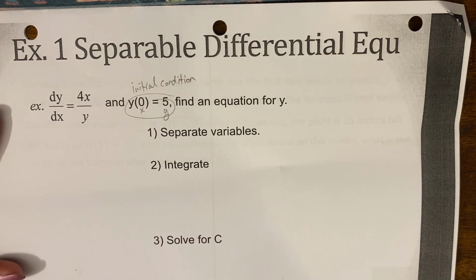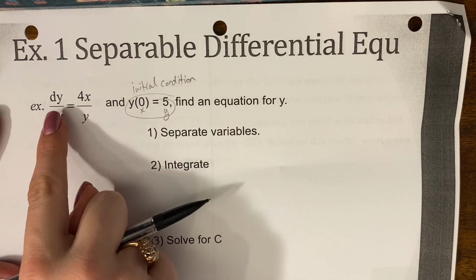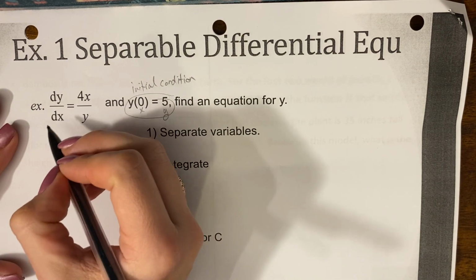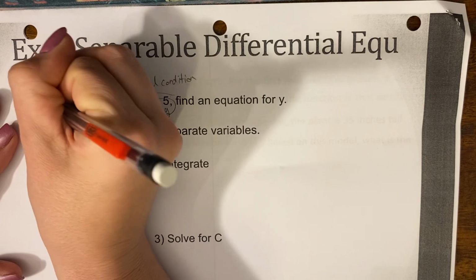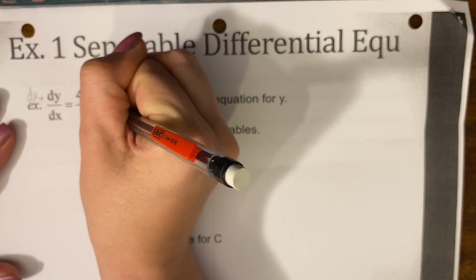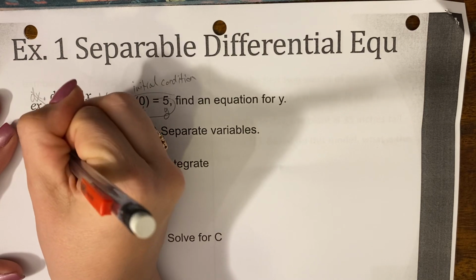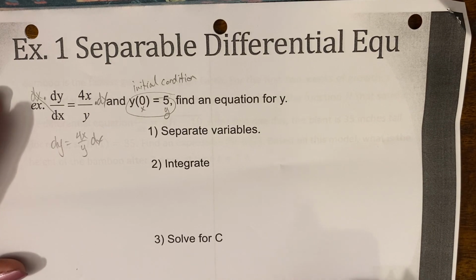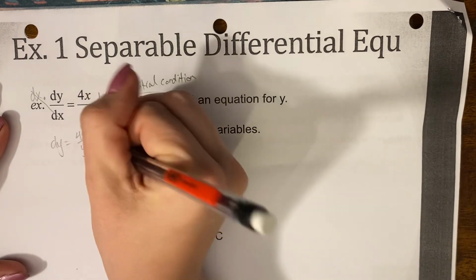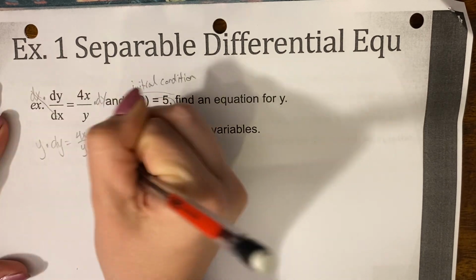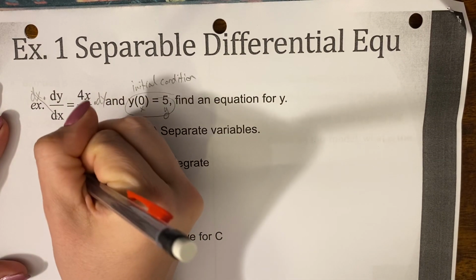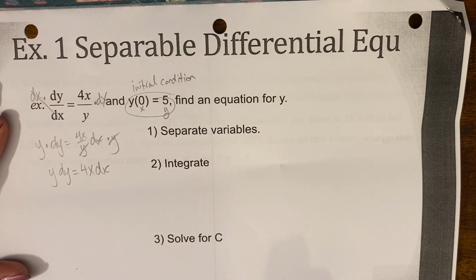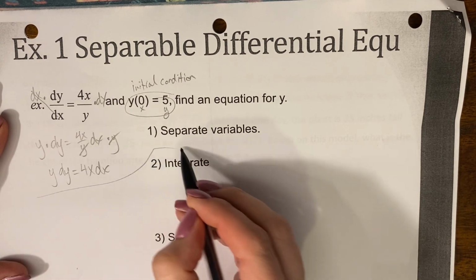So how we're going to do this is we're going to separate the variables. That's our first step. So we're going to get all the y's on the left and all the x's on the right. So right now I see a dx on the left. I can actually separate this dy dx. They don't have to stay together by multiplying by dx on both sides. So dy equals 4x over y dx. Okay, and then I still have y on the right, so I'm going to multiply by y on both sides. And I get y dy equals 4x dx. Okay, so that's step one, separating variables.